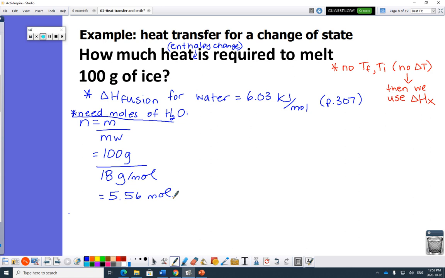So again, if you think about what the reference value means, 6.03 kilojoules for 1 mole. If I have 5-ish moles, then I'm going to need 5 times the amount of energy. So my number should get bigger, okay? Or you can memorize the formula, or you can do dimensional analysis.